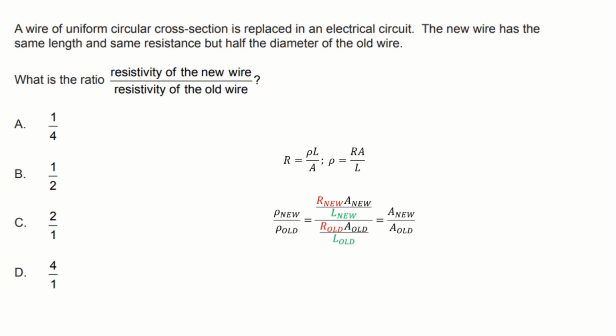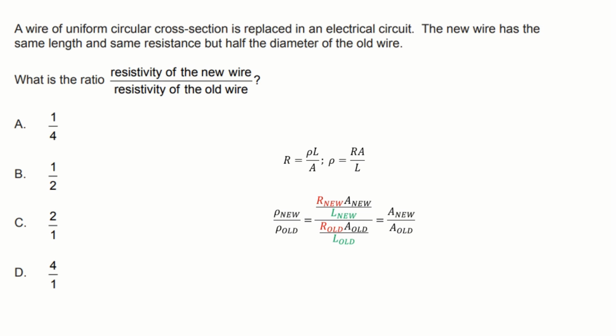Now, the nice thing about this is we're told in the question that the resistance of the new and old wires are the same, that's the red, and the lengths are also the same, that's the green. And so therefore we can just cancel them and we're left with simply the ratios of the areas. And we don't need to worry about anything else.